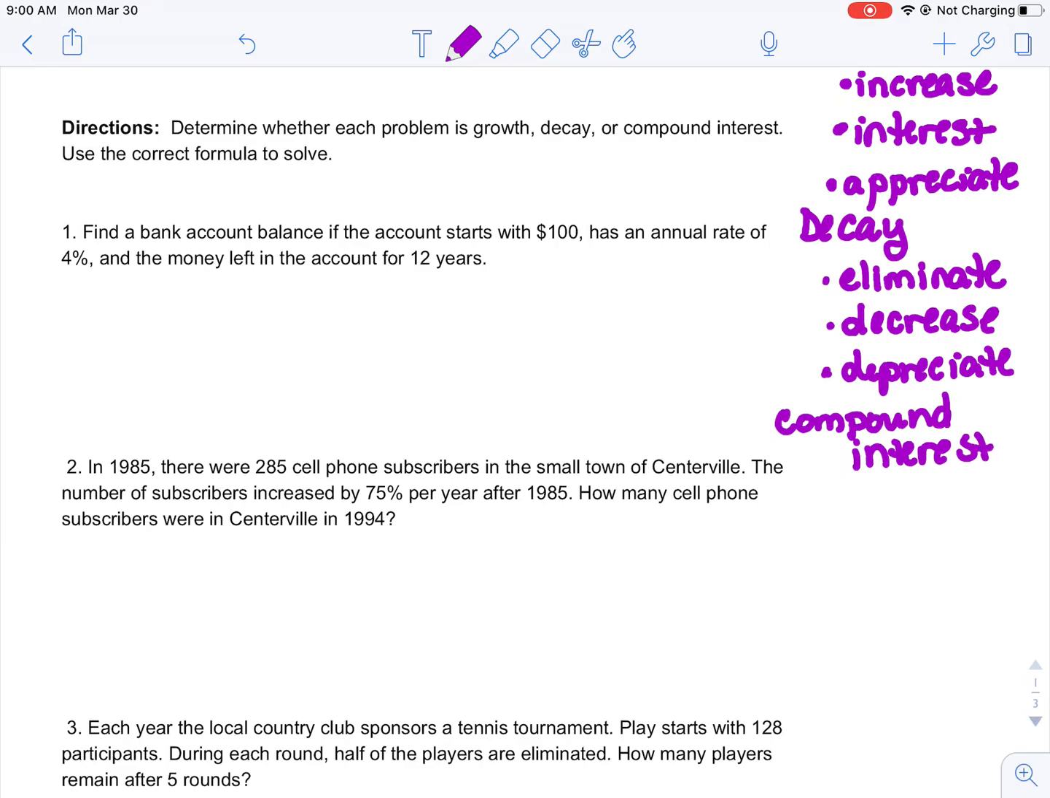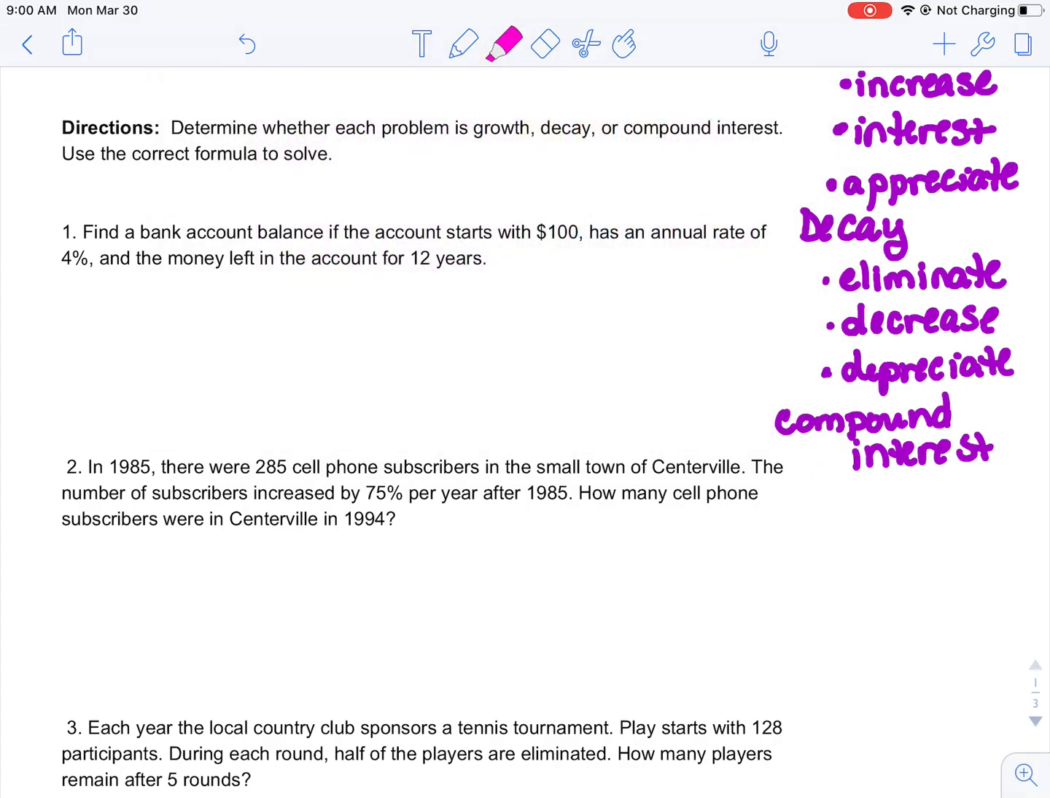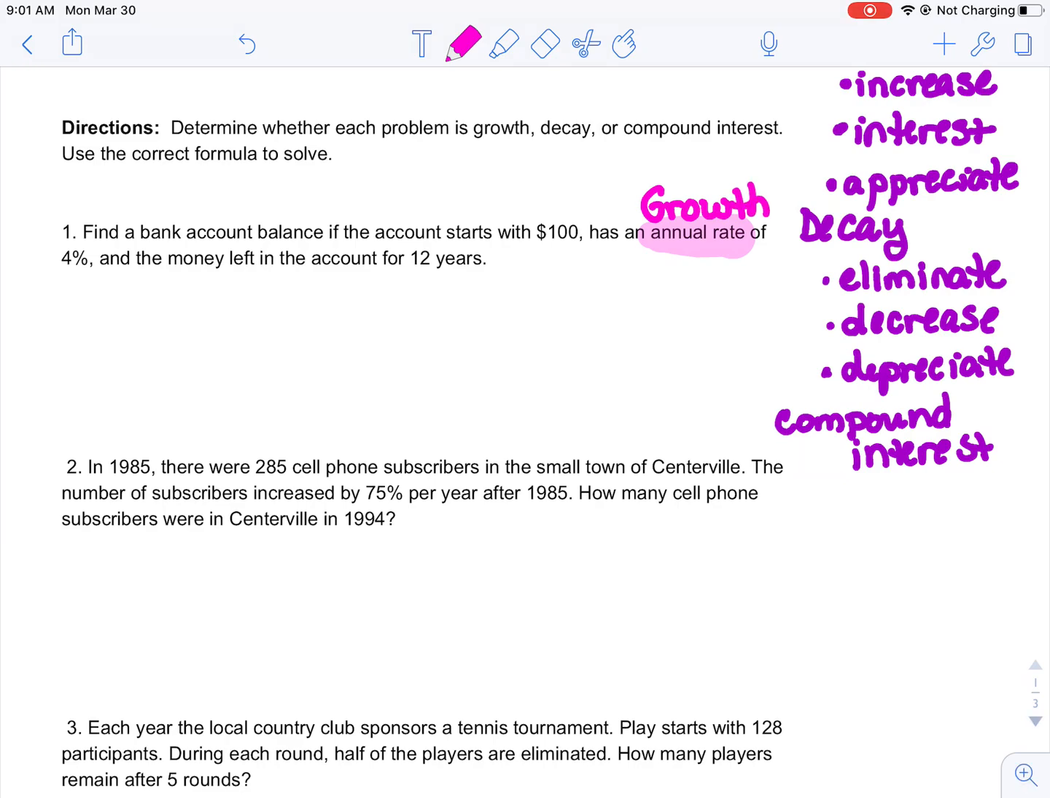So let's look at this. I'm going to actually go through this with you, and we're going to highlight the keywords. Okay, so let me use a different color here. It says find a bank account balance if the account starts with $100 at an annual rate of 4% and the money is left in the account for 12 years. Okay, this just has annual rate. I don't see the word compounded interest anywhere in this problem. If I don't see the word compounded interest, then we know this is growth. Okay, so we're going to use the growth equation here.